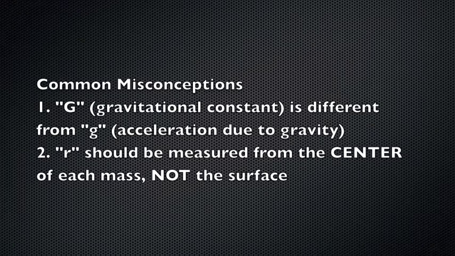Now I'm going to discuss some common misconceptions when it comes to using Newton's universal law of gravitation. First, big G, or the gravitational constant, is different from little g, or acceleration due to gravity. Be wary of this. Second, r should be measured from the center of each mass, not their surface.